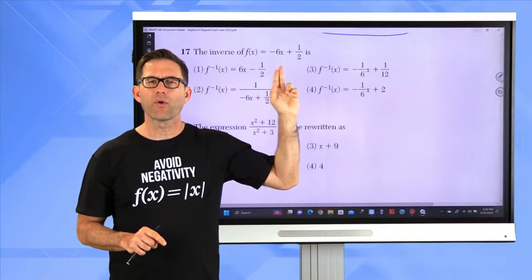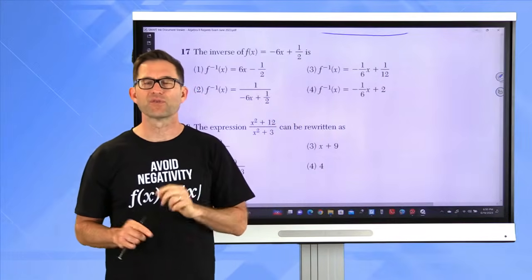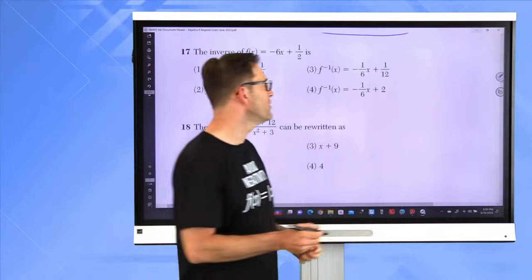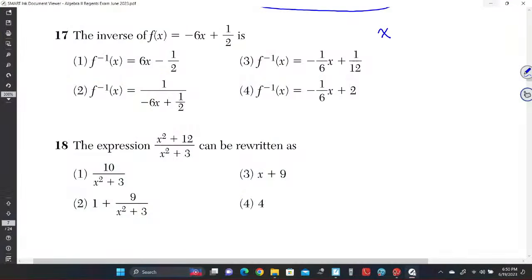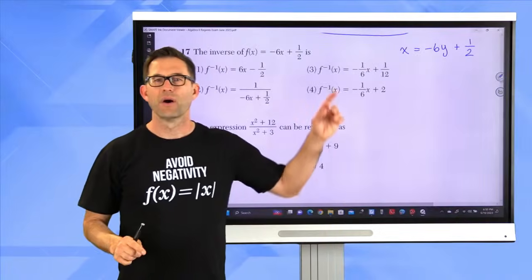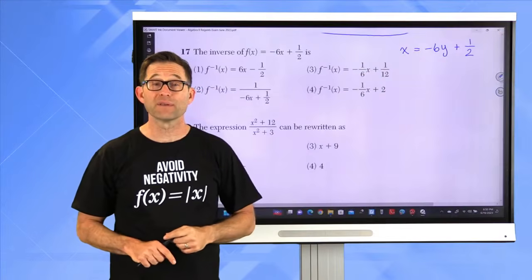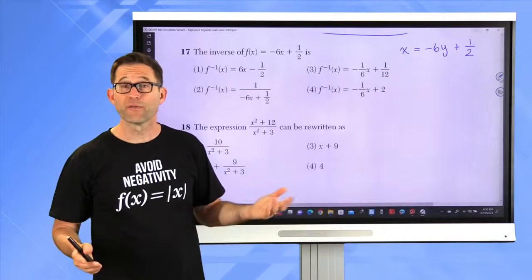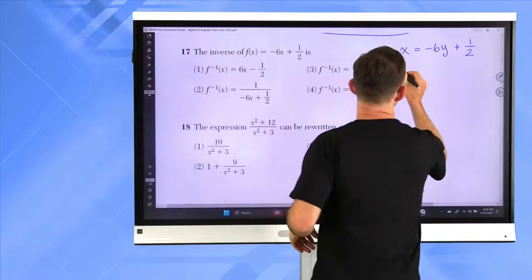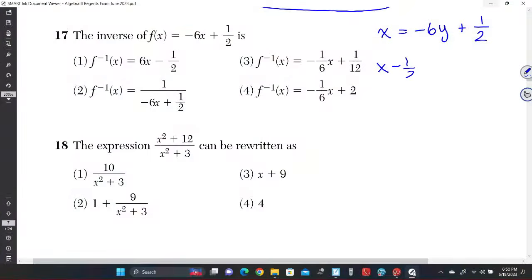Anytime they give you an equation and they ask you for the inverse equation, the first thing I want you to do is switch the roles of x and y. In other words, f of x is just the same thing as y. So I'm just going to replace the y with x and the x with y, and now I'm going to solve for y. So the first thing I'm going to do is subtract a 1/2 from both sides.